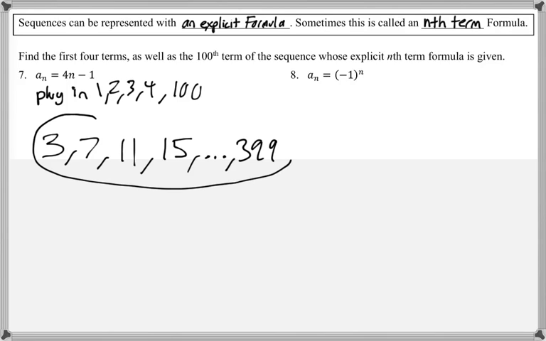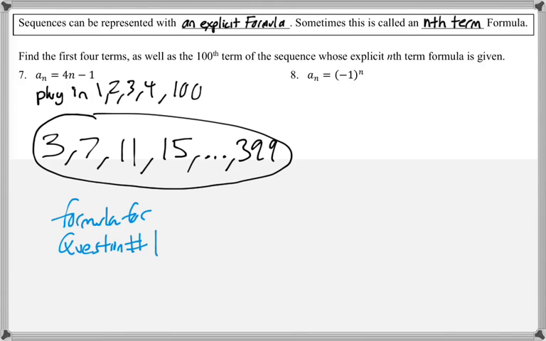And these numbers should look kind of familiar because this is actually the formula for question number 1. So if you go back and look at question number 1, this formula actually generates that sequence. So for every sequence, there can be an explicit formula to generate it.